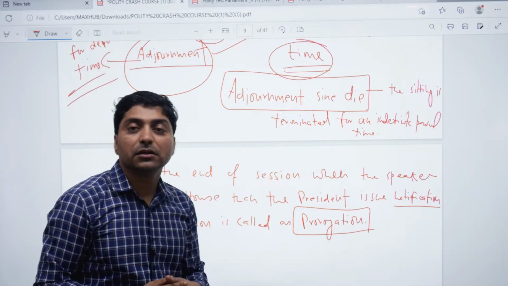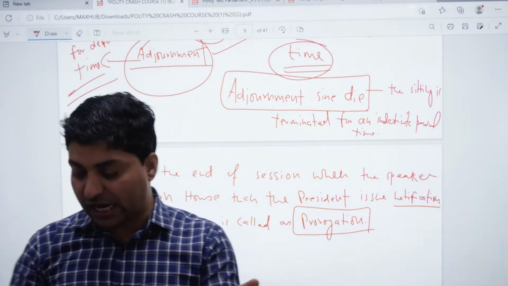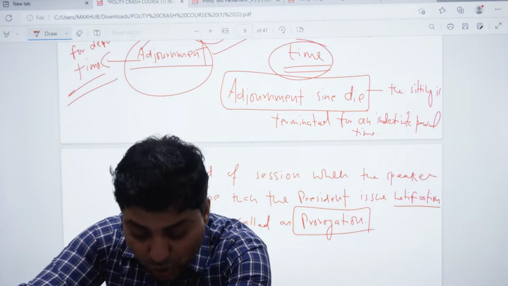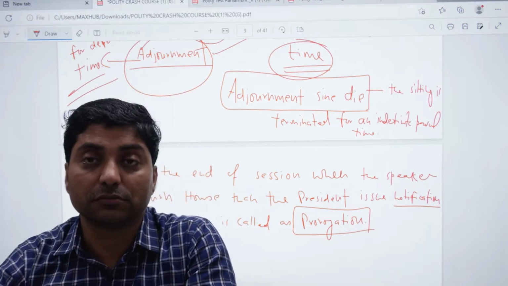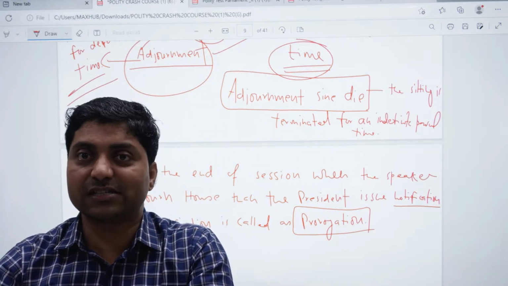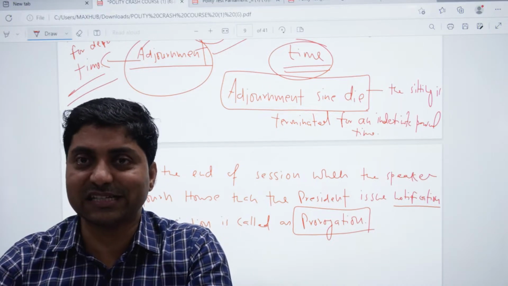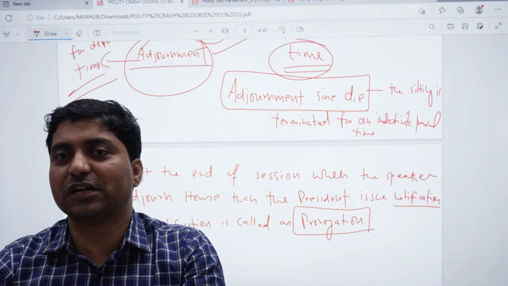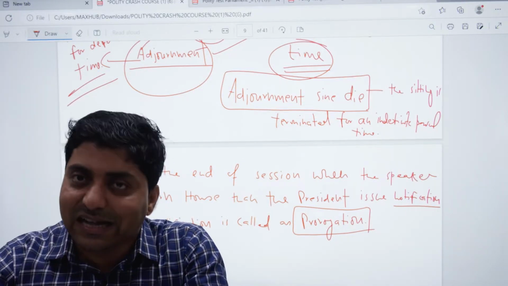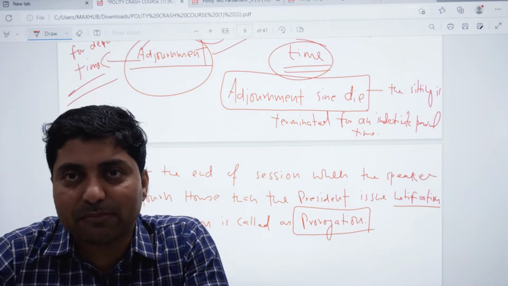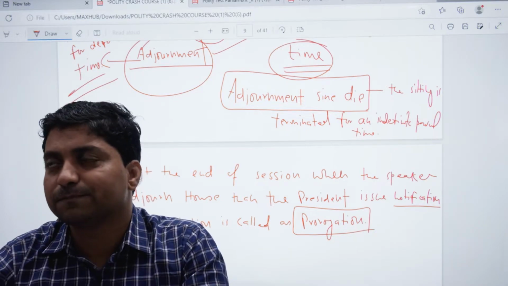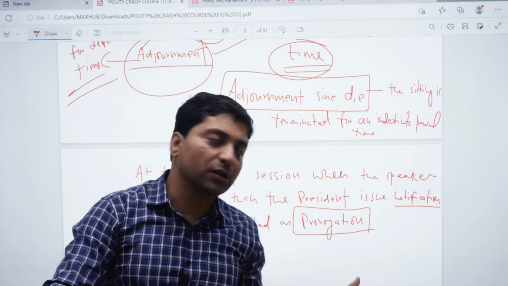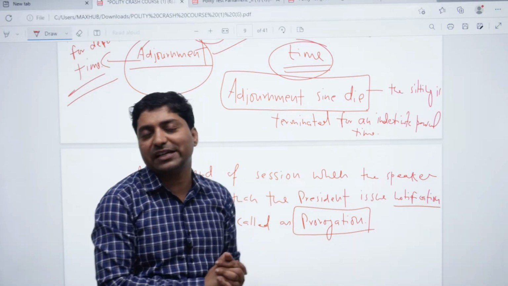But consider when the speaker says the house is adjourned, but does not mention time. Then what happened? It means the house is terminated. The sitting is terminated for an indefinite period of time, for unending time, because the time is not mentioned. And it happens generally at the end of the session, when the session is very close to its end.